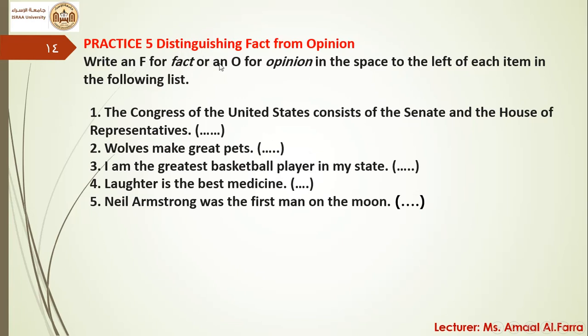Here, I want you in this activity to write F for fact, O for opinion. Read these sentences, these topics, and try to decide whether each of them is a fact or an opinion. For example, when I say the Congress of the United States consists of the Senate and the House of Representatives, this is what? This is a fact, not my opinion. So it is a fact. When I say, for example, wolves make great pets, this is my opinion. Maybe it is great, maybe it is not great. So this is an opinion, not a fact. You can do the rest at home.